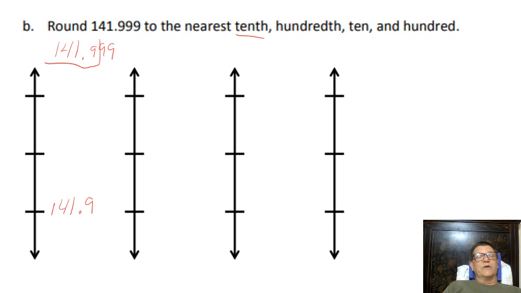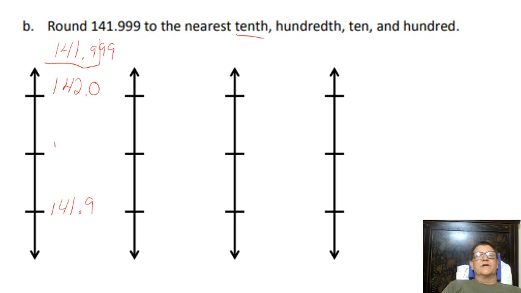This is a little tricky one. One more tenth would make that 9 a 10, and I know I have to shift my digits. So that would make this a 142.0, because when I go up 1, it'd be 10, and I'd have to carry over to the ones place.